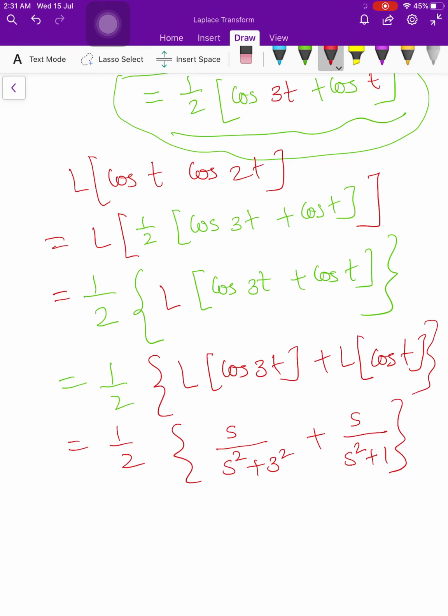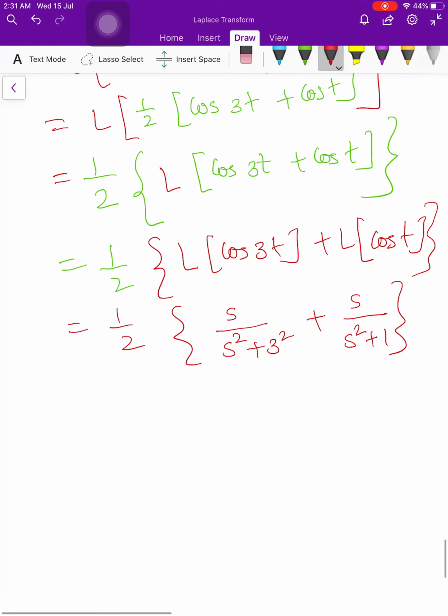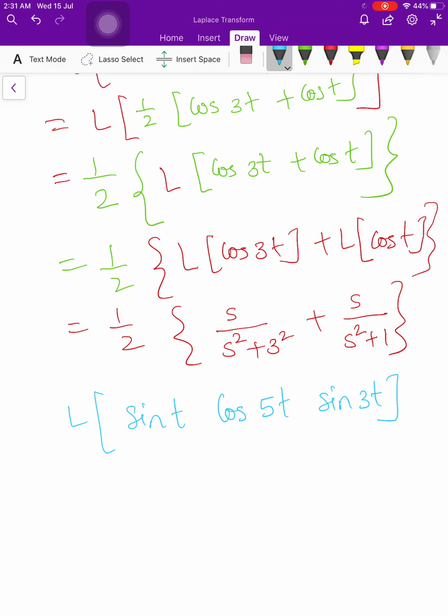Similarly, you may have to tackle 3 functions here. You may have to find the Laplace transform of such a function like say sine t, cos 2t, sine 3t. For these 3 functions, you have already done successive differentiation at a time by using trigonometric formulas consecutively. So in the same way, you just use trigonometric formulas consecutively here and then apply the linearity property of L.